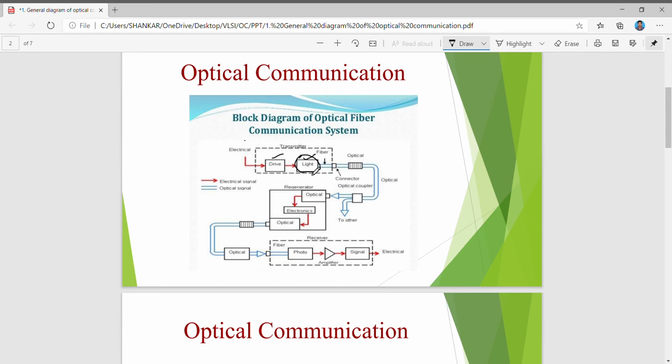So generally, what is the source? Here we are using the light source. This block is the light source. The source means it generates the signal, and here the light source acts as the oscillator.